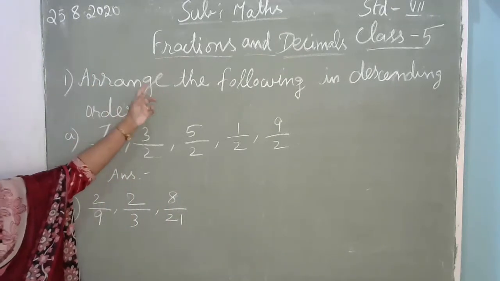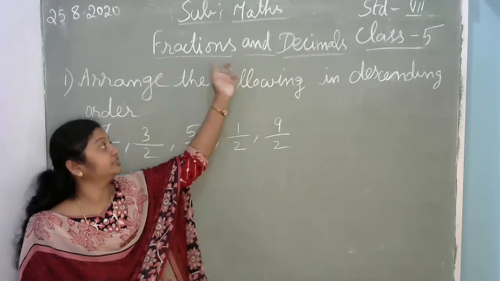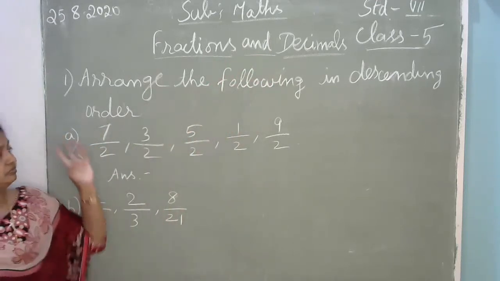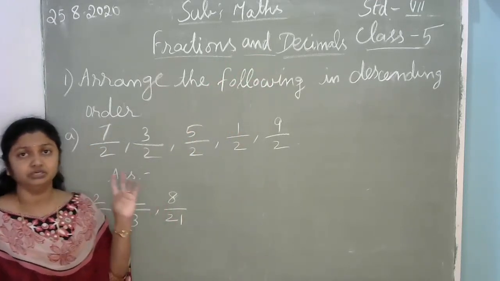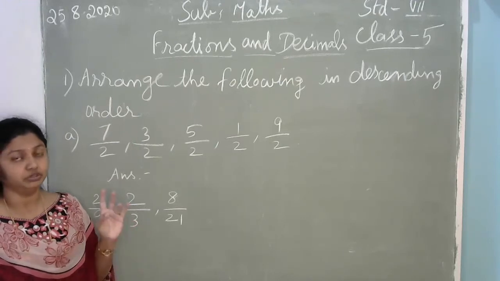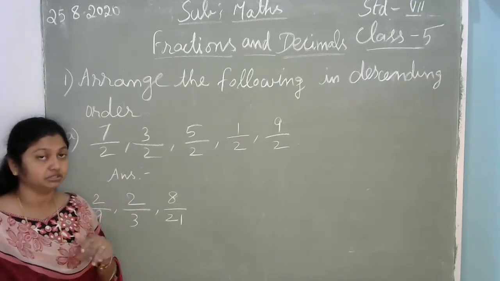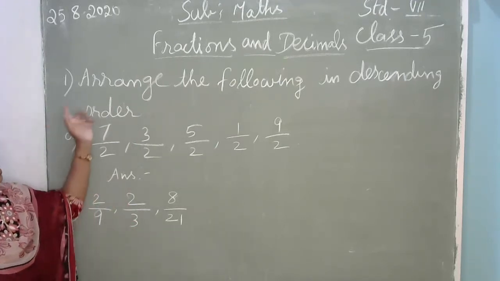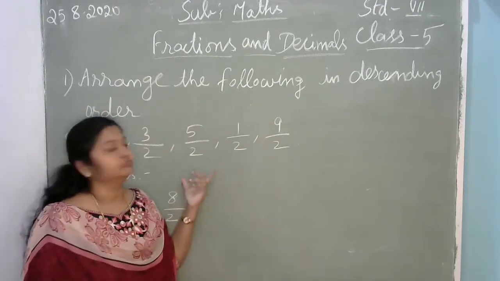Last class I taught you fraction and decimal, the second chapter. I taught you how to add the fraction numbers, how to subtract, how to multiply and how to divide the fraction numbers. Today I am going to teach you how to write the fraction numbers in ascending order.